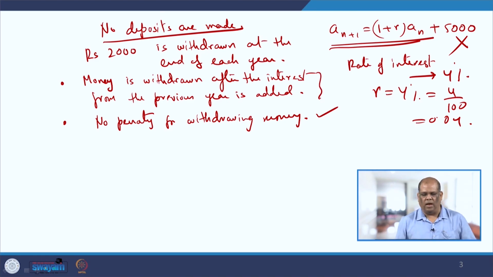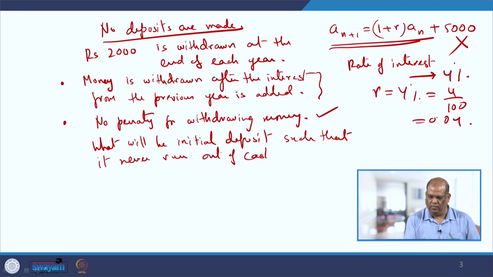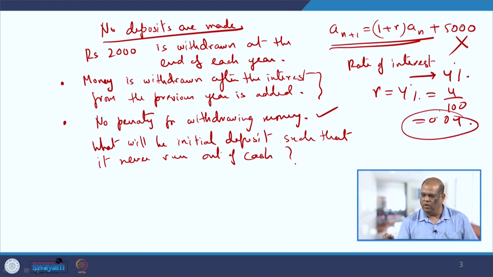So, with these two assumptions, we need to find what will be the initial deposit such that it never runs out of cash. So, you have to deposit the initial amount in such a clever way that with this 0.04 interest and your constant withdrawal of rupees 2,000, you will still have money in the bank.